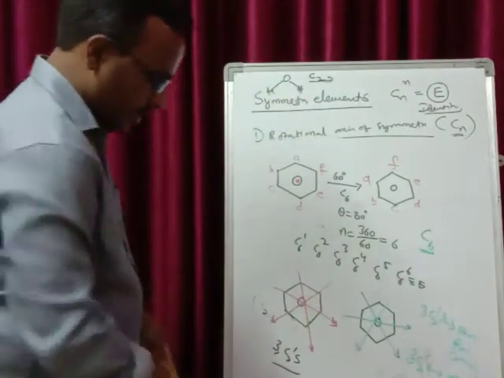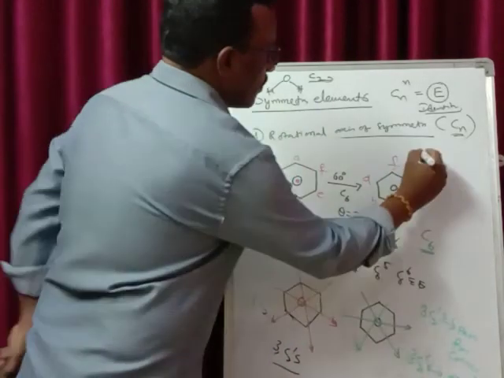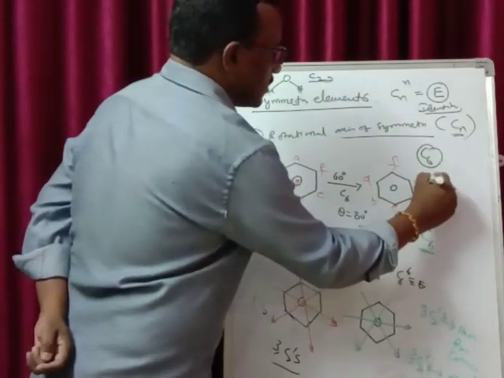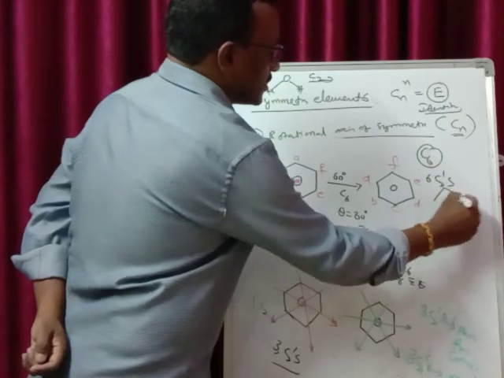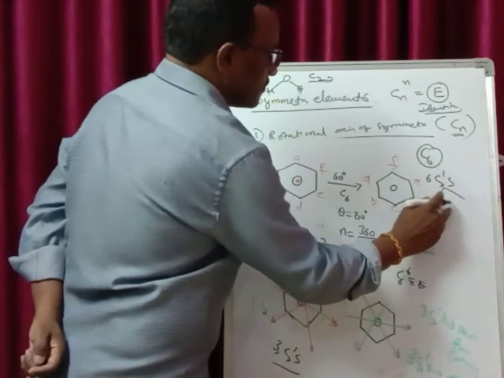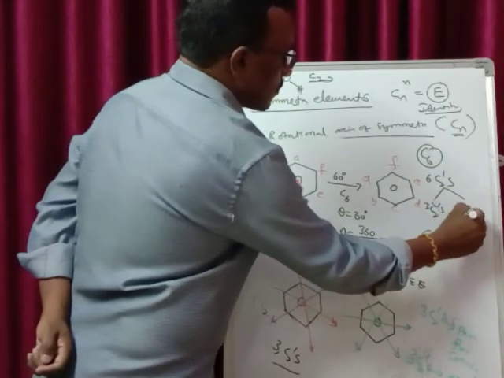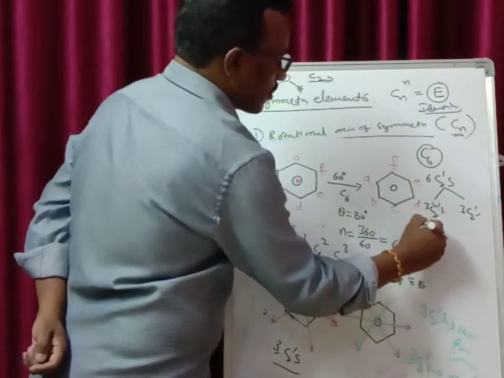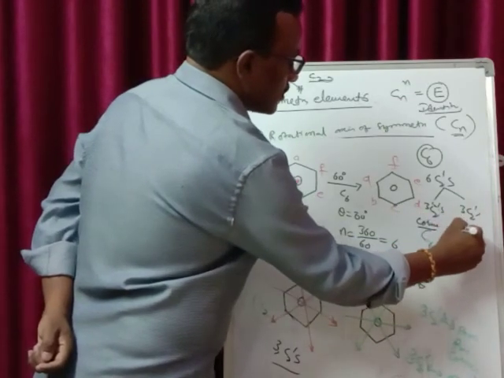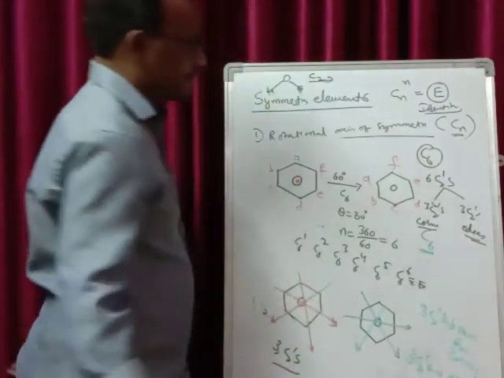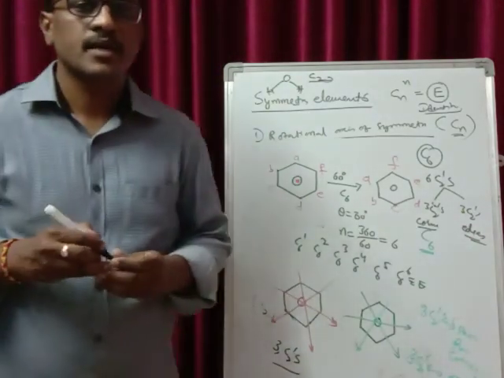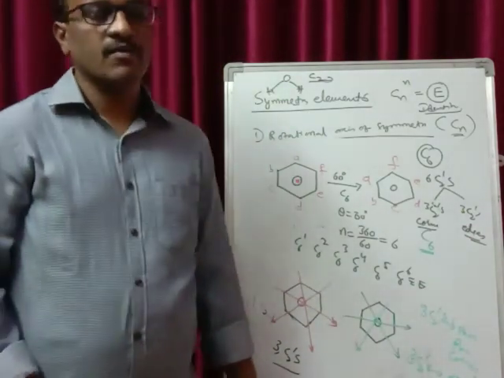So altogether, in case of benzene, you have C6 and 6 C2s. Among the 6 C2s, 3 C2s are passing from corners, 3 C2s passing from the edges. So this is what regarding the rotational axis of symmetry.